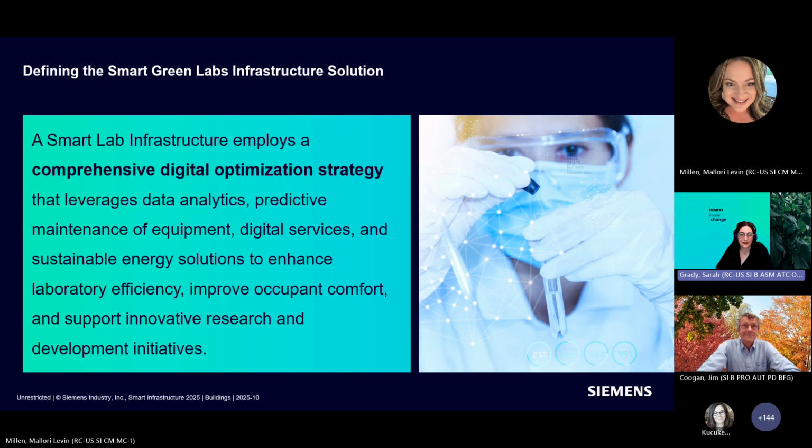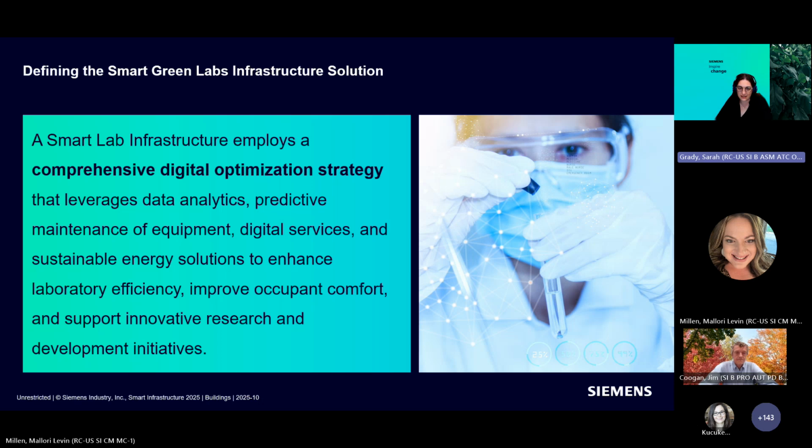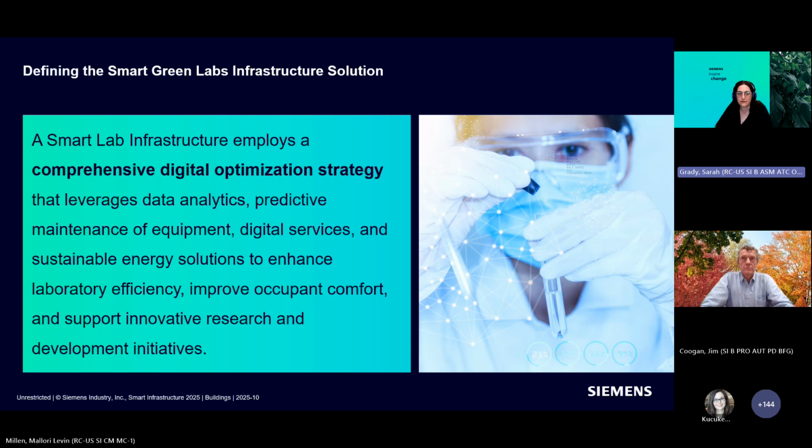Hello, everybody. I'm Sarah Grady, and basically what I want to talk about is what is a smart lab, right? So a smart lab is one that is using a comprehensive digital optimization strategy. This basically means we're installing controls and gathering data to create a proactive lab environment that's going to adjust with your use in order to save energy and also enhance safety and comfort. So to do this, we're basically going to use data analytics, predictive maintenance, and digital services, all with the end goal of making a more sustainable and more energy efficient lab. Next slide.